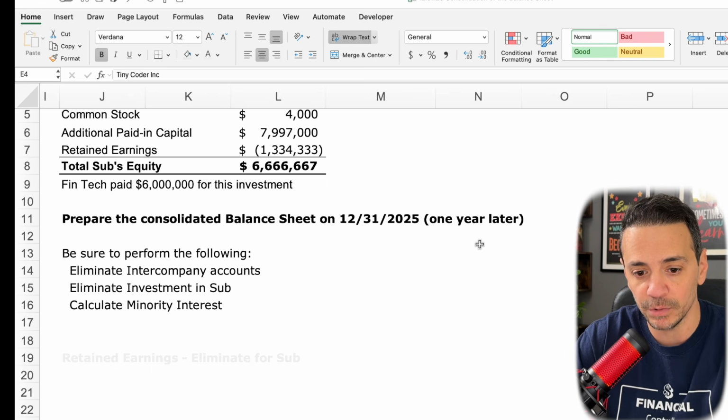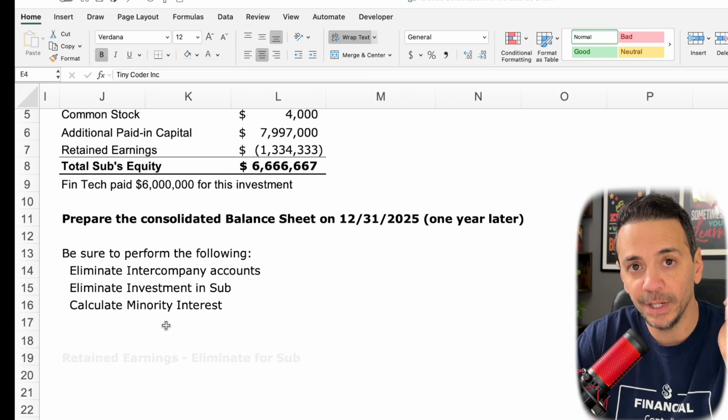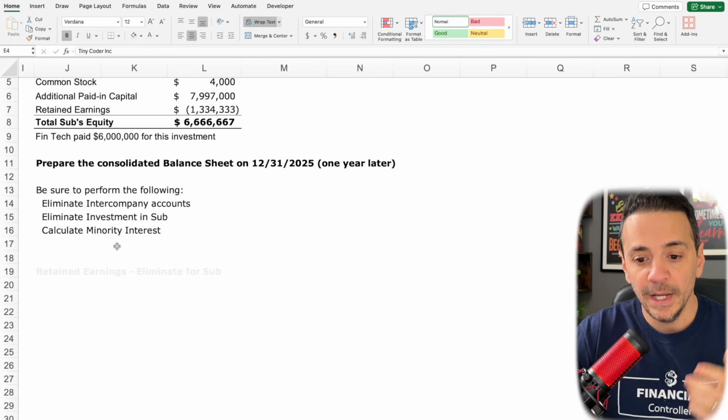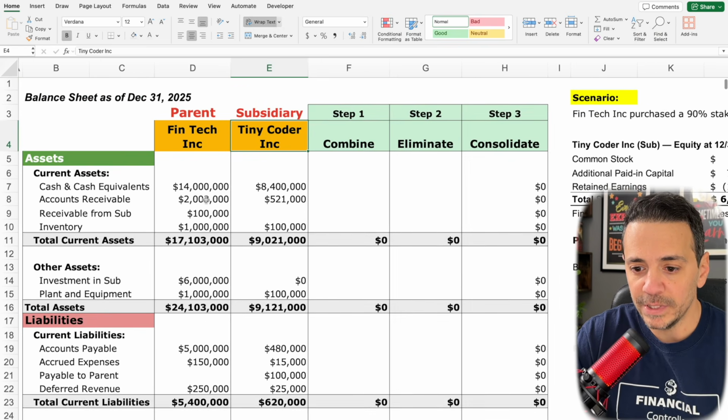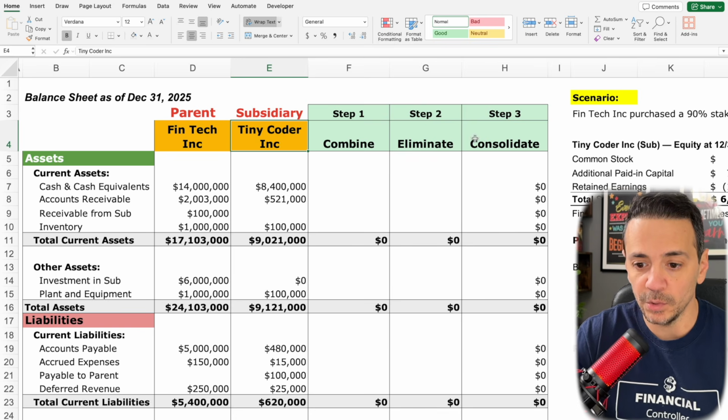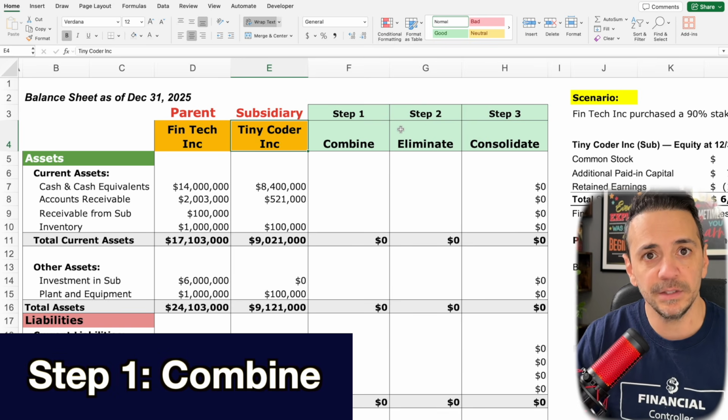year after the acquisition. Be sure to perform the following: eliminate intercompany accounts, eliminate investment in sub, and calculate minority interest. Okay, let's go ahead and go through the steps together. So we said step 1, combine; step 2, eliminate; step 3, consolidate. So step 1, combine. This is the easiest of the steps.